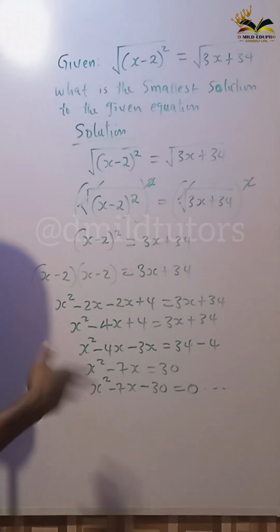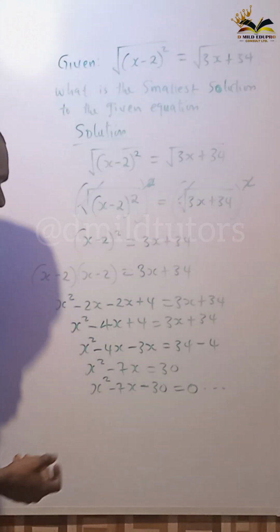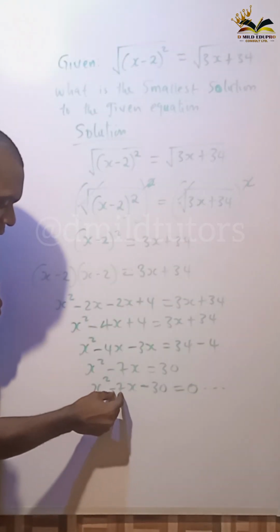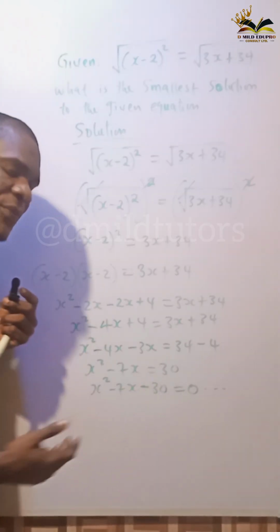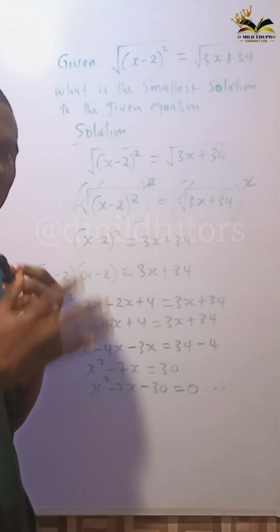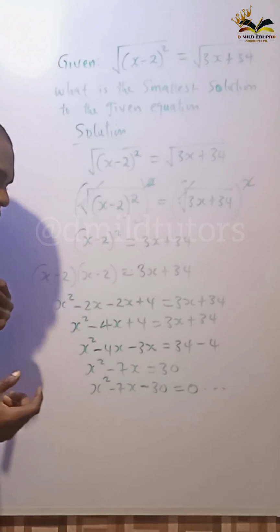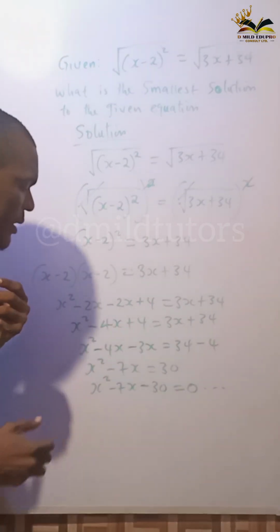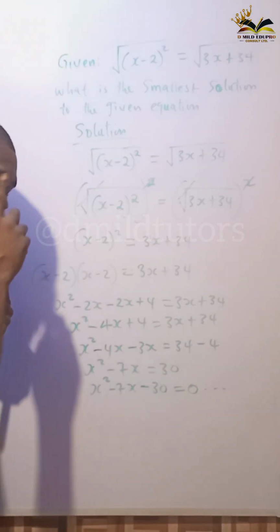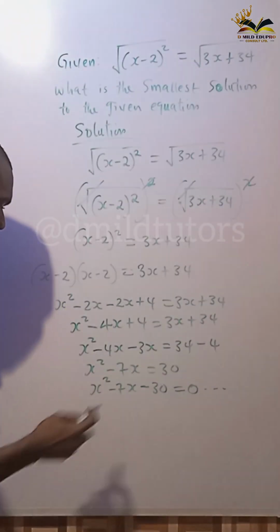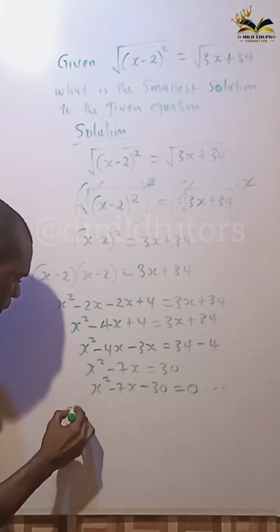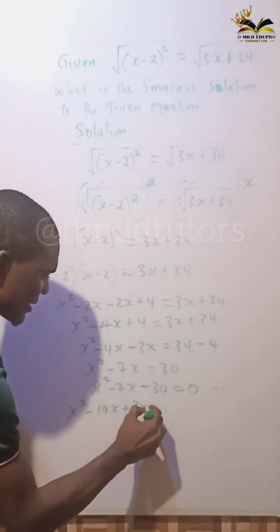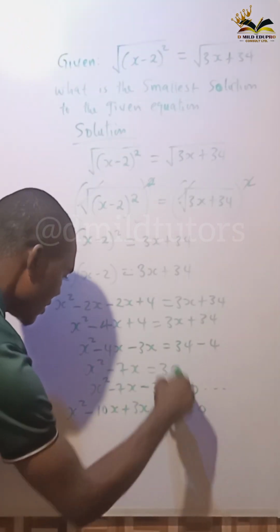Here we can solve it using the factorization method. We have to look for two numbers such that if you add them together, you have minus 7, but if you multiply them, you have minus 30. Definitely those two numbers will be between 10 and 3. It's either minus 10 plus 3. Minus 10 plus 3 gives you minus 7, then minus 10 times 3 gives you minus 30. So we substitute that here: x raised to power 2 minus 10x plus 3x minus 30, everything equals 0.